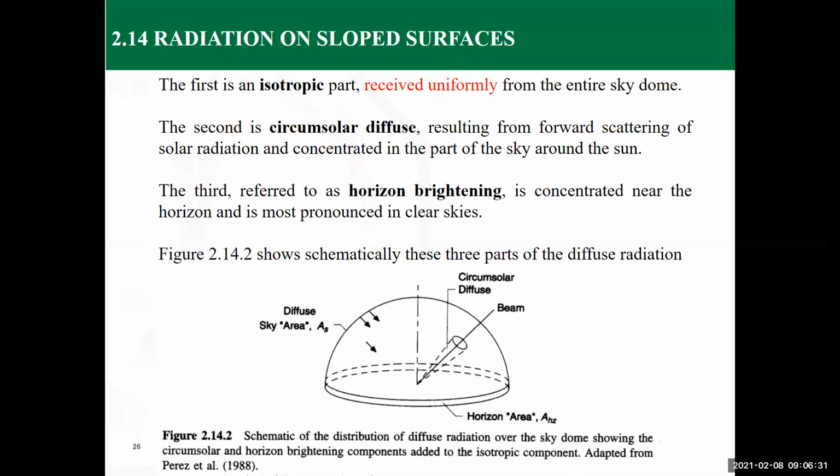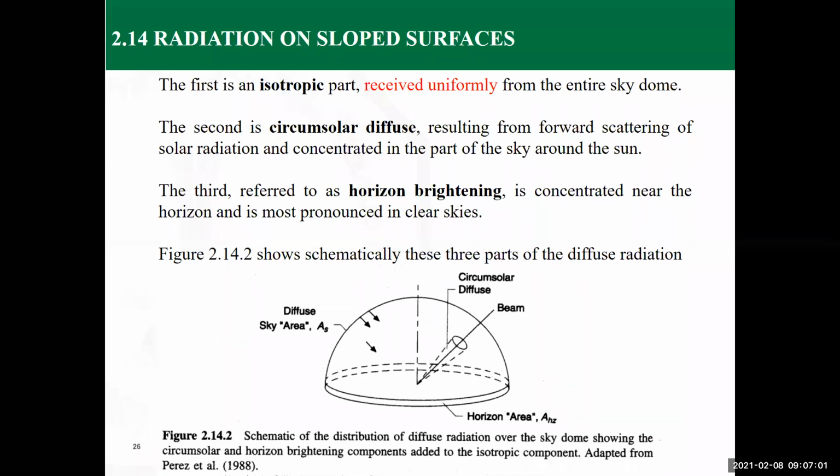There is what we call the isotropic part, which is received uniformly from the entire sky dome. So assuming that there is a hemisphere above this object, from this hemisphere there is diffuse radiation which is isotropic. Isotropic means that it does not depend on change in the angle. It is just coming uniformly to the surface.